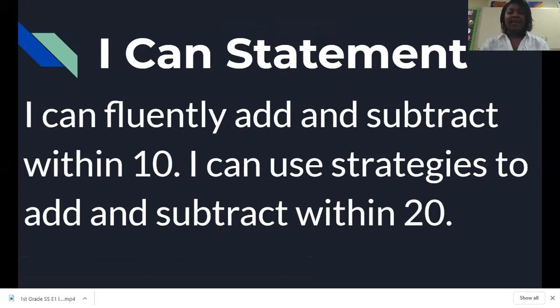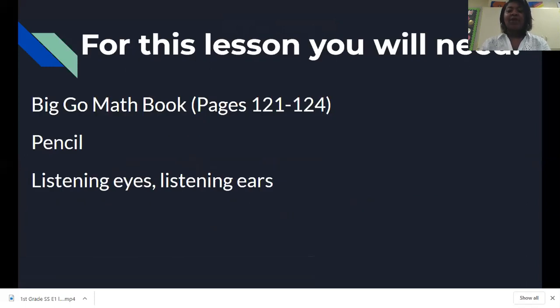Our I can statement, which you will be able to do. I can fluently add and subtract within 10. I can use strategies to add and subtract within 20. For this lesson, you're going to need your Big Go Math book. We're going to be working from pages 121 to 124, your pencil, your listening eyes, and your listening ears.